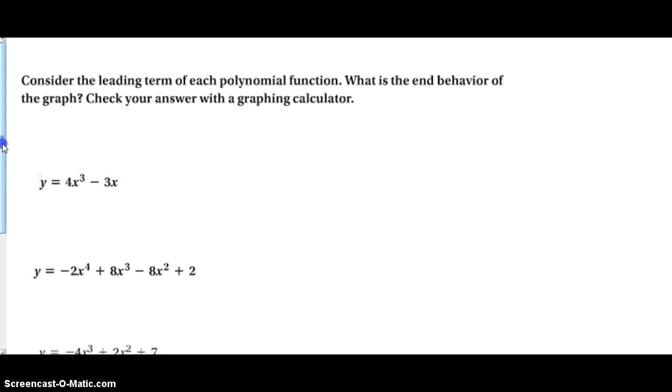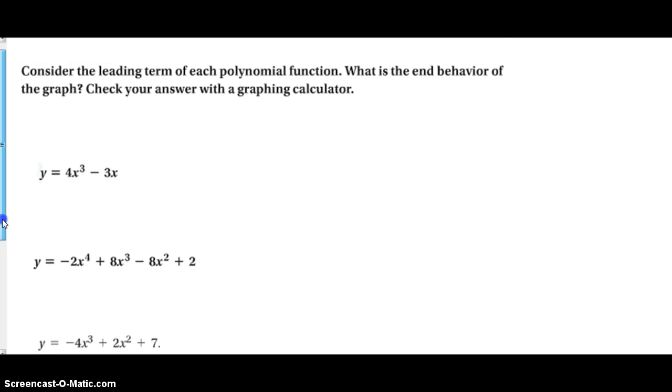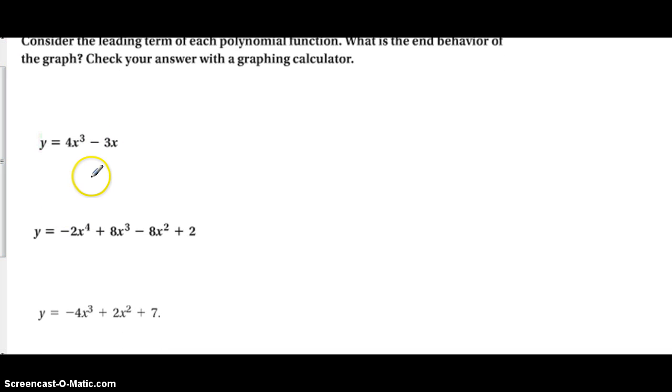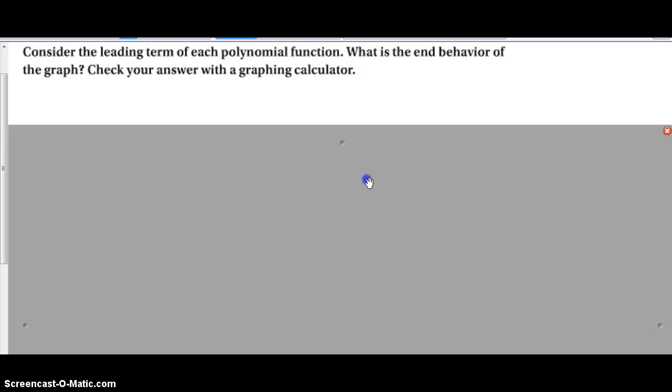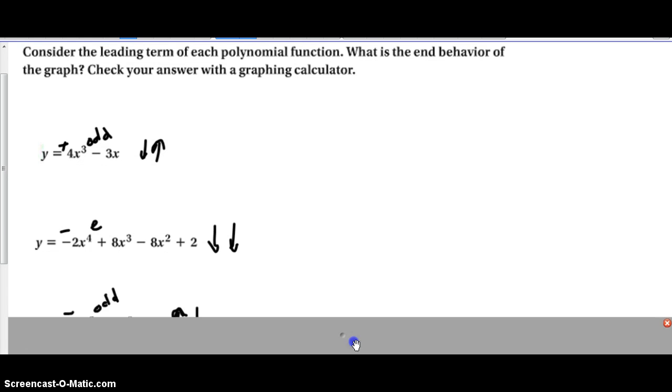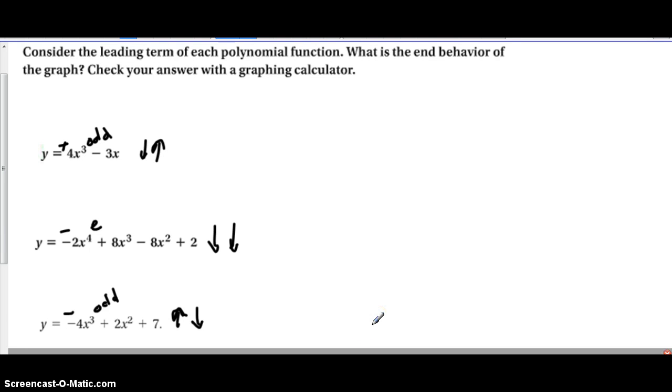So what I'd like you to do is take a quick practice on these three and determine what the end behavior is. So hopefully you did that practice. I'm going to go ahead and show you the answers here. These are the end behaviors of those polynomials.